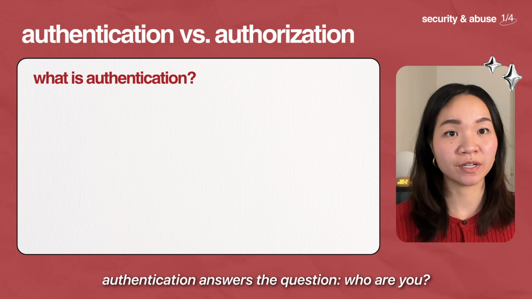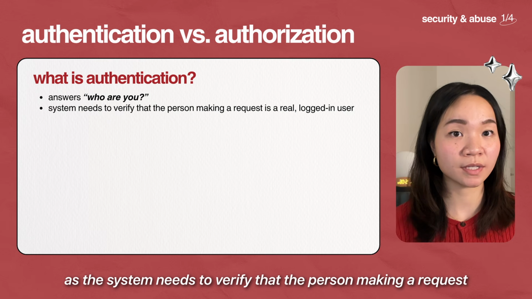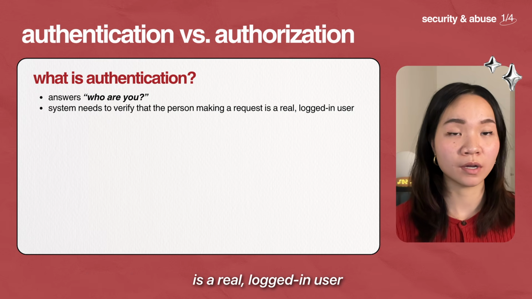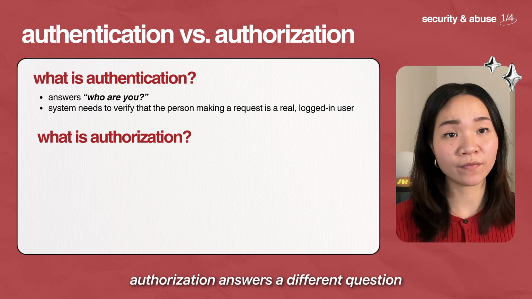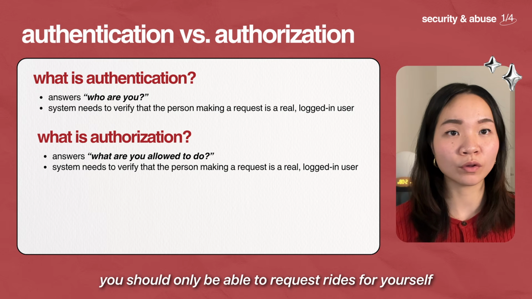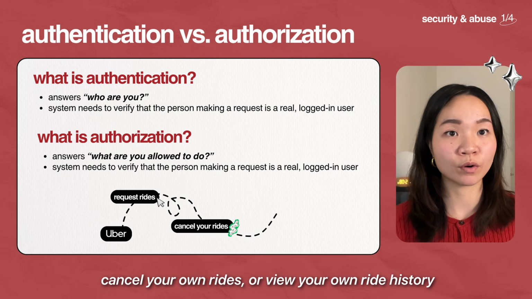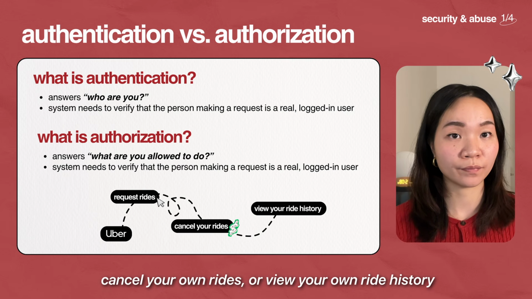Authentication answers the question, who are you? As the system needs to verify that the person making a request is a real logged-in user. Authorization answers a different question, what are you allowed to do? Even if you're logged in, you should only be able to request rides for yourself, cancel your own rides, or view your own ride history.